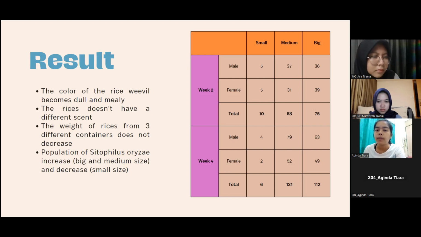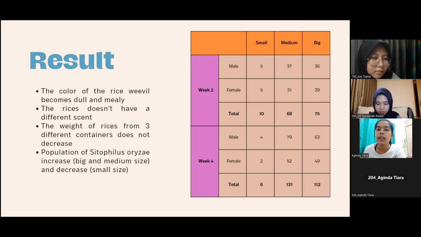And then in week 4 we counted the insects again, and we found that in the fourth week there are four male and two female, with a total of 6 insects in the small container. In the medium container we found 79 male and 52 female, with a total of 131. And in the big container we found 63 male and 49 female, with a total of 112 insects.